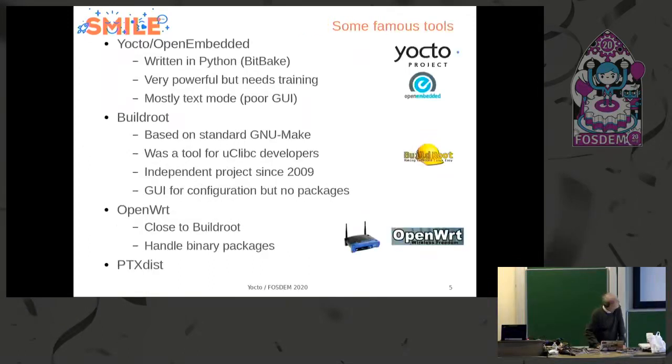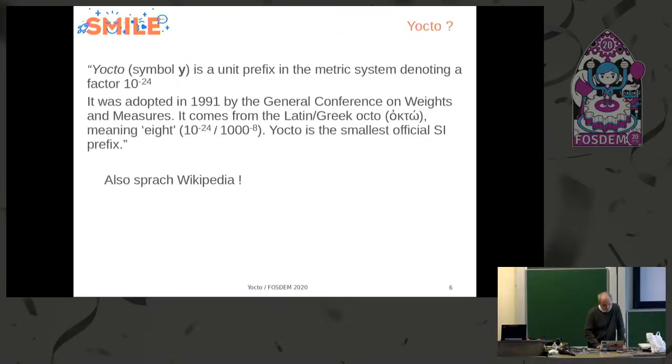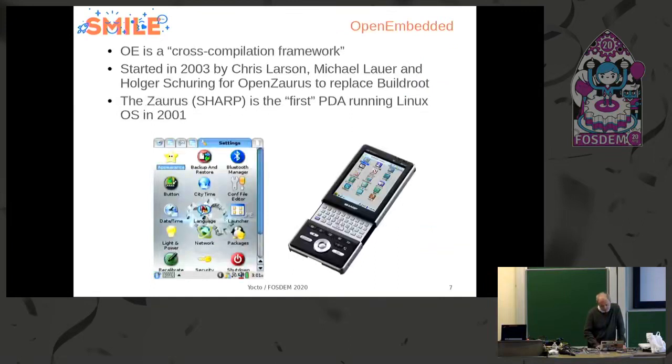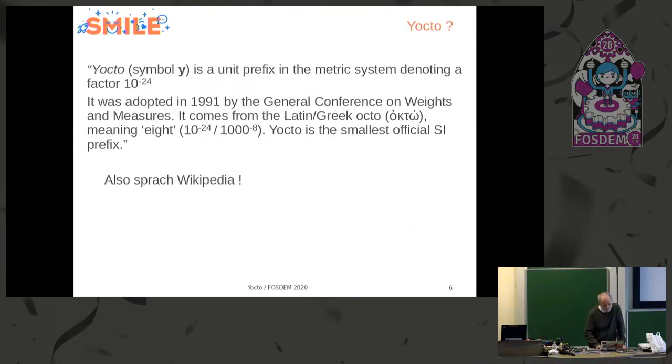So the main tools are Yocto, Buildroot, OpenWrt, PTXdist, etc. But Yocto is the most famous. Today, all the conferences spoke about Yocto, except the next one, where we will speak about PTXdist. But there are lots of Yocto users around. So Yocto is based on OpenEmbedded. Yocto is a prefix for the international system of measures.